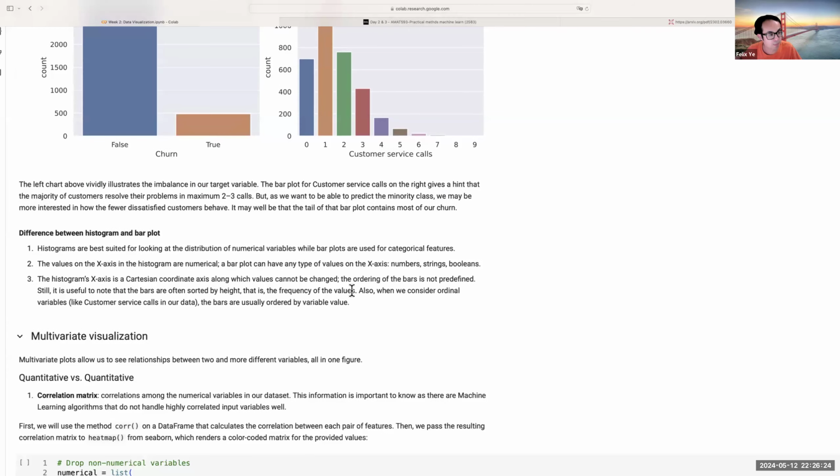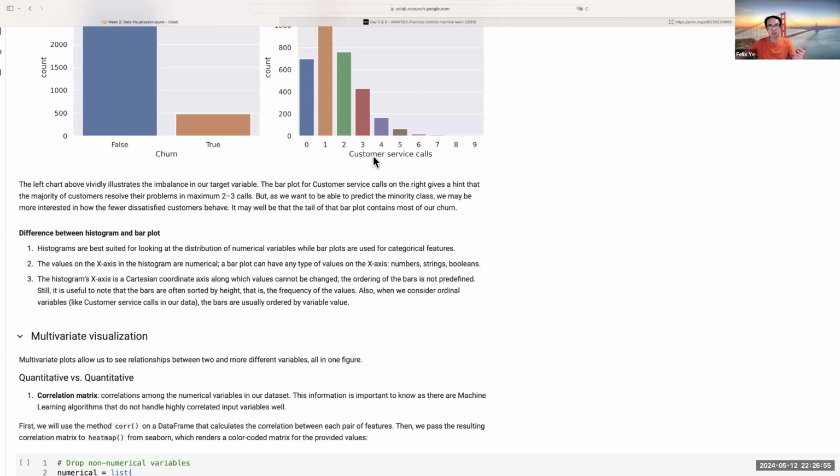Also, there are differences between a histogram and a bar plot. A histogram looks at the distributions of numerical variables. However, the bar plot is used for categorical features. So this is one of the very simple interview questions: what is the difference between a bar plot and a histogram? Also, the values on the x-axis of a histogram are numerical, while the bar plot can have any type of values. It could be numbers, strings, and Boolean.